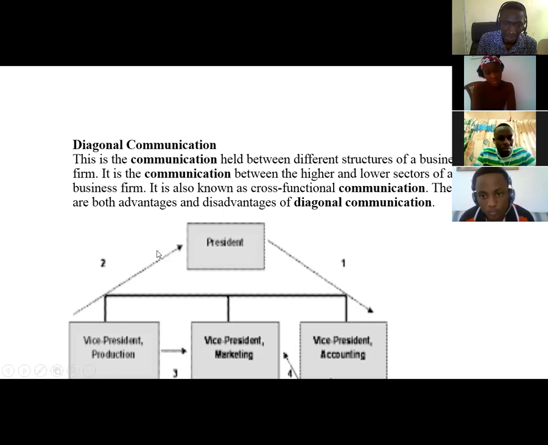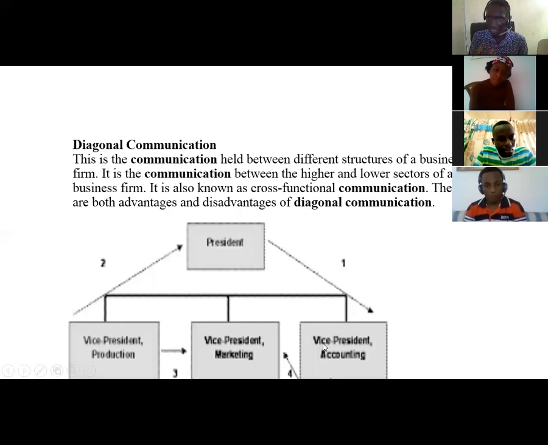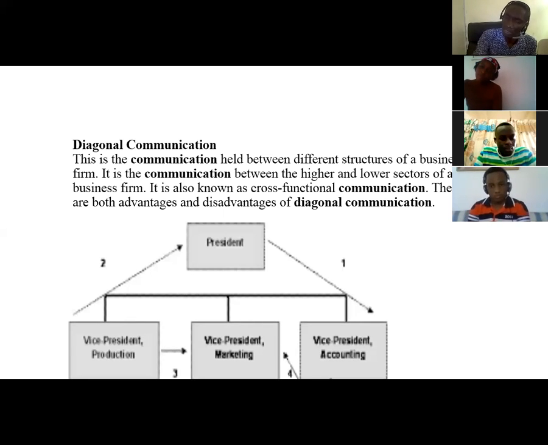Now, look at this particular diagram here. All the lines drawn here are arrows from, for example, the vice president in charge of production to the president, the vice president of accounting, from the president to him. Now, let me give an example of a diagonal in Sonrise. The head of academics, who is also an assistant head, is the leader of all the HODs: business HOD, general art HOD, science, math, and home economics. All these people are under him. Are you following?